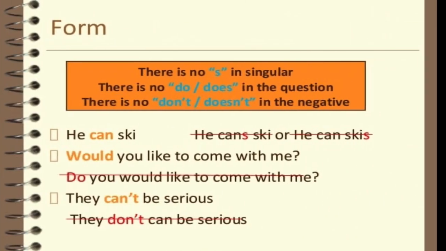There are different forms and rules of modal verbs. For example, there is no s in the singular, there is no do or does in the question, and there is no don't or doesn't in the negative. For example, he can ski. Here we cannot say he cans ski. Similarly, would you like to come with me? Here we don't make it do you would like to come with me, right? This is wrong. Likewise, for the negative of they can be serious, we cannot say they don't can be serious. This is a wrong form, right?